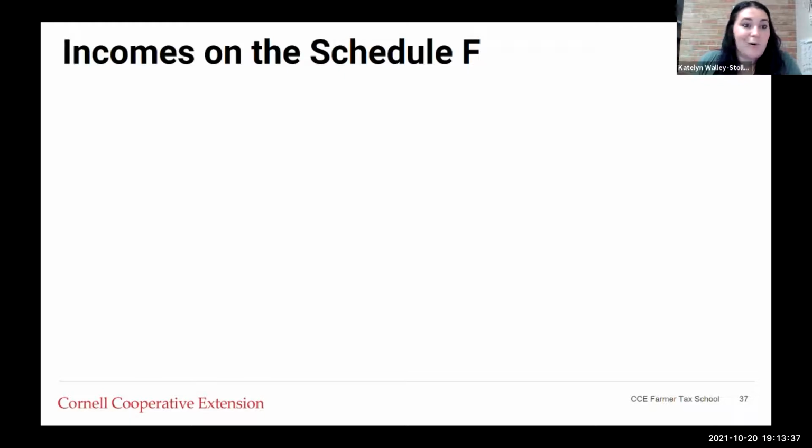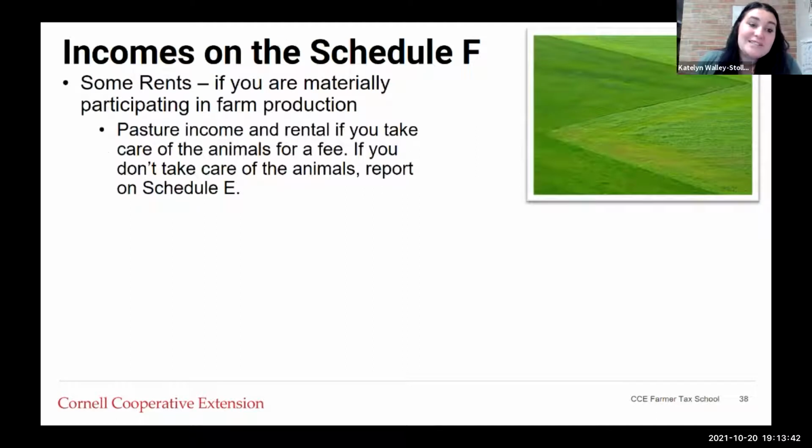Other incomes that aren't quite as straightforward as selling the products that we raise include some rents. So this one's a little bit tricky and is case-by-case basis. If you're simply renting out land to another farmer and you have no management of that land at that point, it is not claimed as farm income on your Schedule F in most cases.